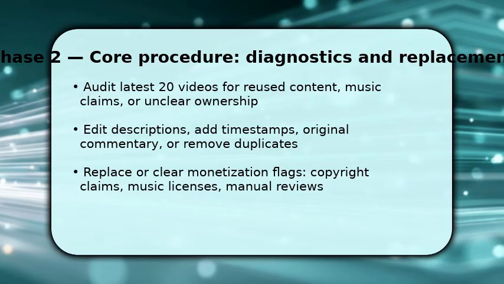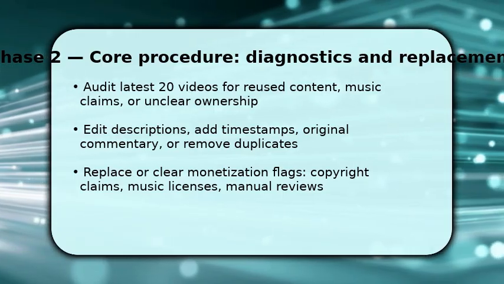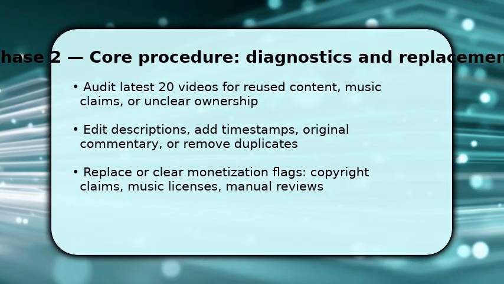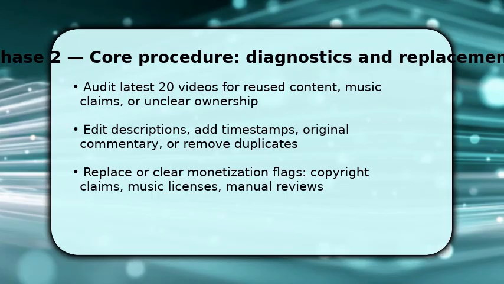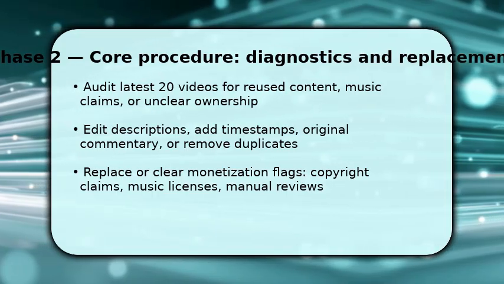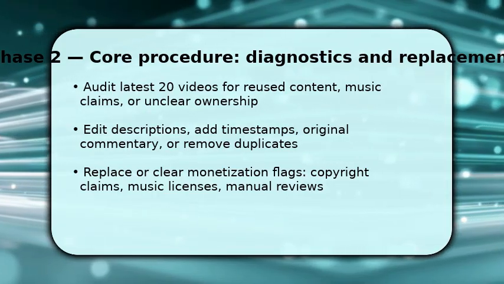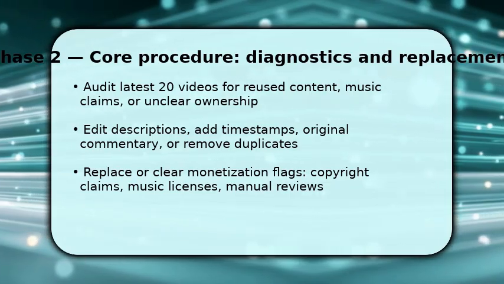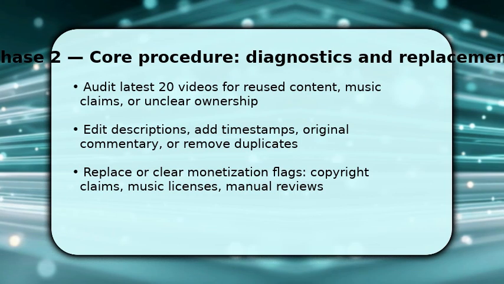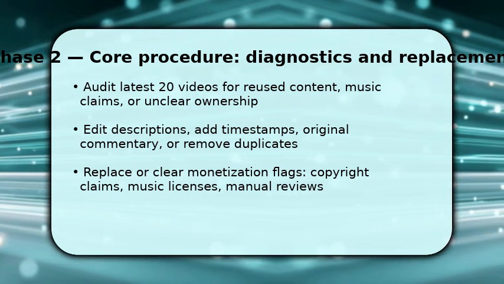If you find reused material, add original voiceover, commentary, or replace clips with licensed assets. For copyright claims, clear or dispute only when you have a valid rationale. Otherwise, remove the infringing segment. Once you make edits, reprocess indexation by updating metadata and forcing a new review request in YouTube Studio.